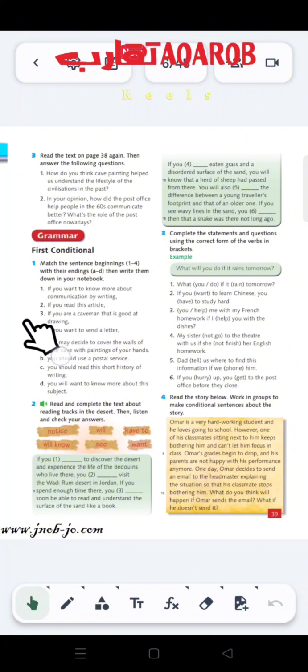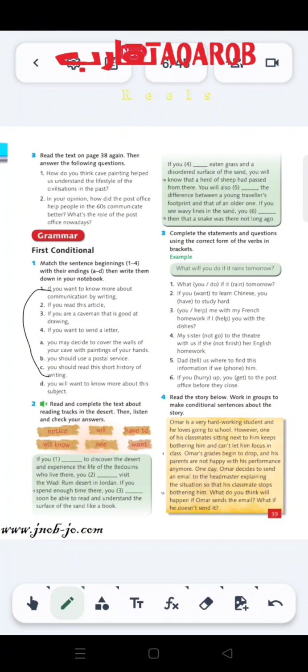So number 1, if you want to know more about communication by writing, should we match it with A, B, C, or D? If you want to know more about communication by writing, you should read this short history of writing. So, A is matched with C. If you want to know more about communication by writing, you should read this short history of writing.